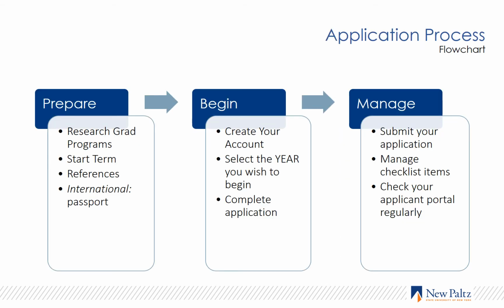The application process can be broken down into 3 basic steps. First, the preparation stage, which focuses on researching your graduate program. Second, beginning your application, which involves creating your account and completing the online portion. And finally, managing, which occurs after you submit your application within your Applicant Portal.